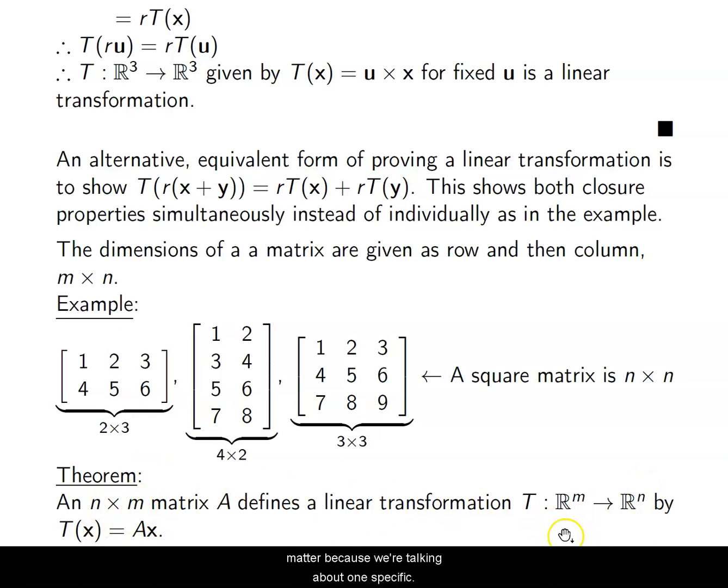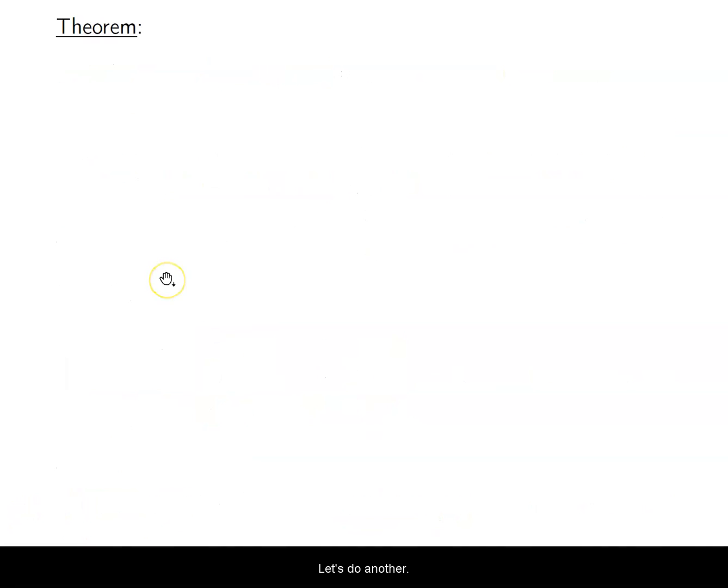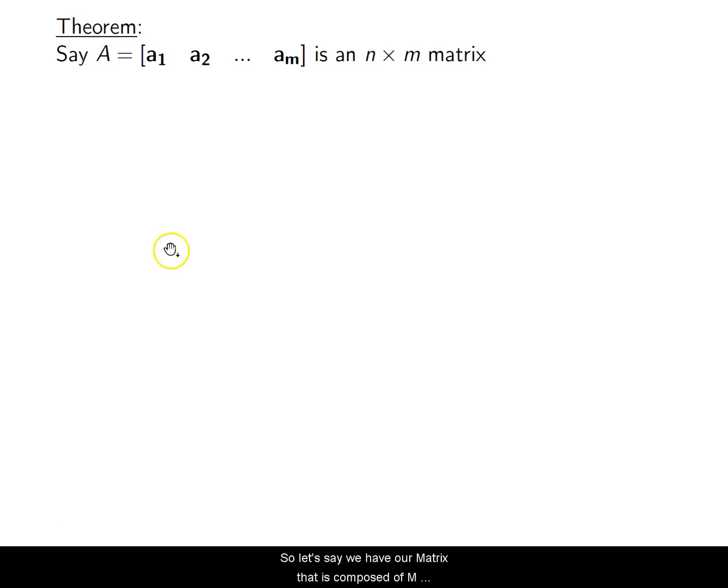Here the order does matter because we're talking about one specific example, one specific case. Very, very important theorem right here. We're going to use this a lot, especially for linear transformations. So let's do another theorem. Let's say we have our matrix A that is composed of m vectors, and if it's an n by m matrix, then that means that each of these column vectors has n entries.